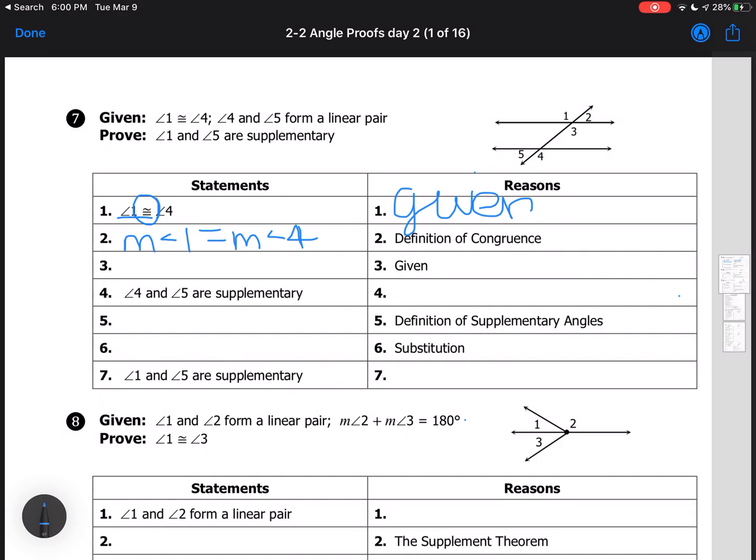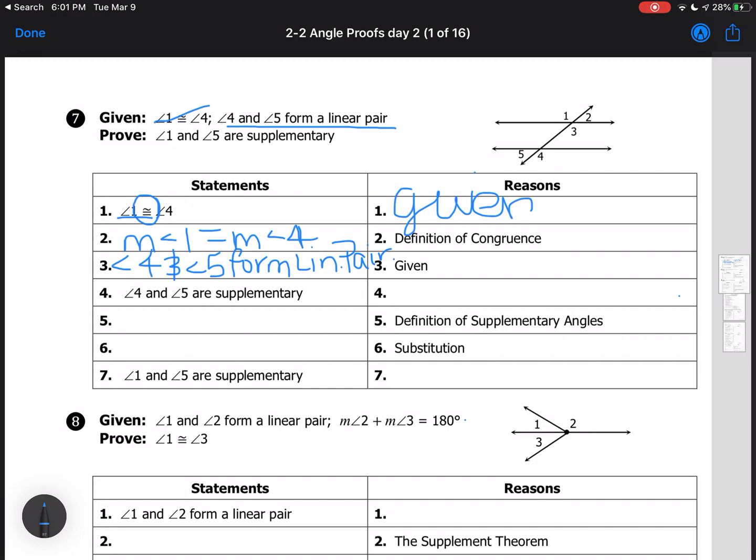Next, I need to fill in statement 3, and my reason for that is given. So I'm going to look up here. I already used angle 1 is congruent to angle 4. So it's going to be angle 4 and 5 form a linear pair. I'm going to shorthand this just because I'm running out of room.